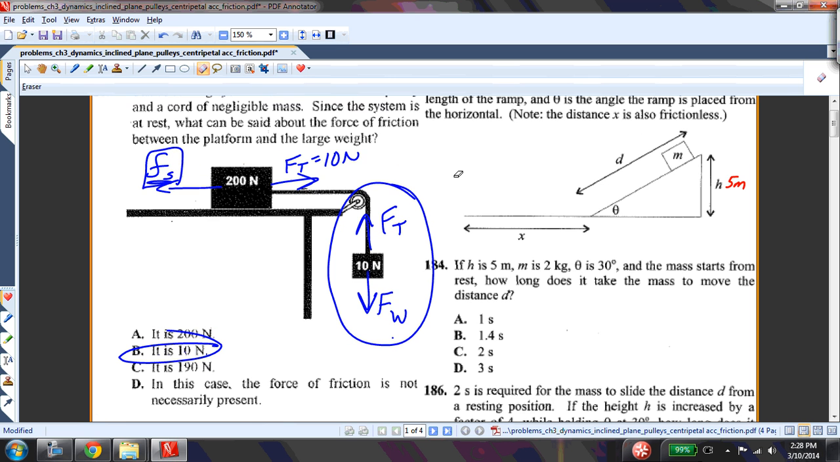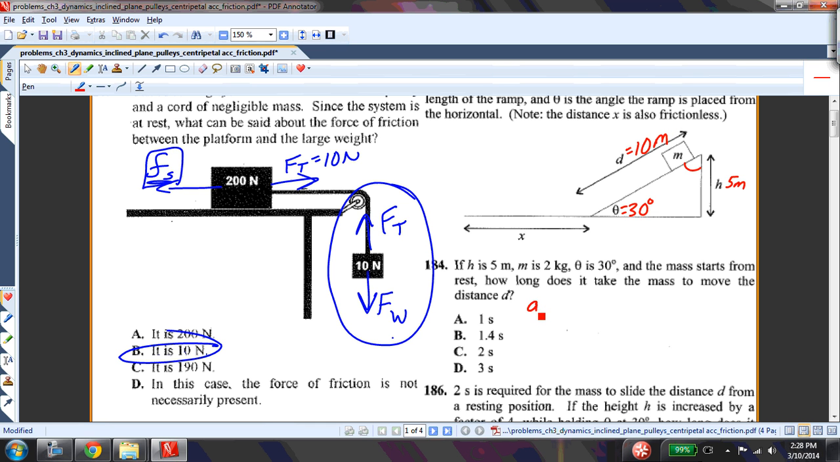All right, first of all, I was using H instead of D. So H here is 5 meters. And because this is a 30, 60, 90 triangle, since this is 30 degrees, this has to be not 20 meters, but 10 meters. So this is 10 meters. So the distance d is actually 10 meters, not 5 meters.